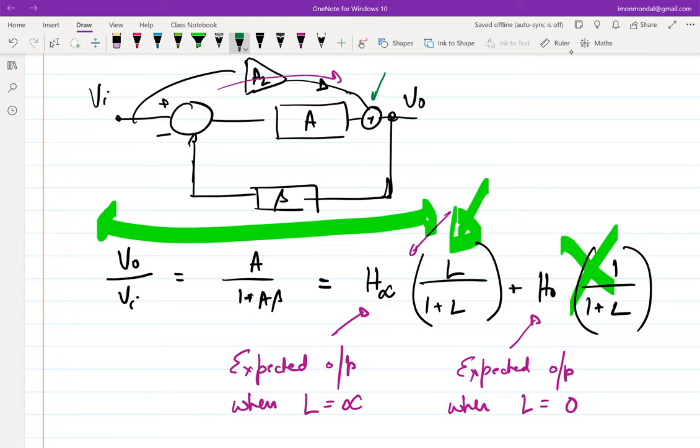Whatever this forward path is, it should be able to nullify whatever you are injecting at the output of the forward path, because it has infinite loop gain and virtual ground will hold. The moment virtual ground holds, the output is set by the feedback path, right? So that is another way of seeing it: if L goes to infinity, the second term goes to zero, and you are left with whatever you want. And if L goes to zero, which means the feedback doesn't exist, then only the forward path should exist, if there is a direct path.